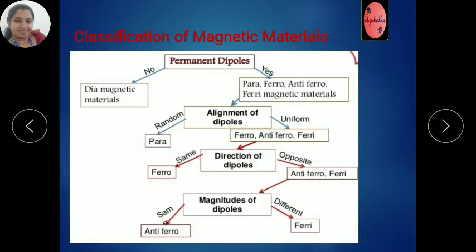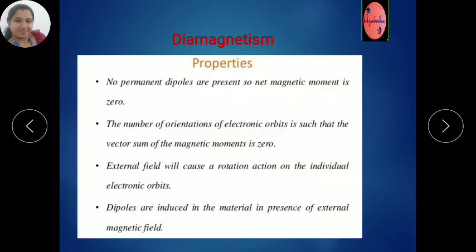First we consider the alignment of dipole. If the dipoles are randomly arranged, paramagnetic; uniformly arranged, ferro, ferri or antiferro. Then consider the direction of dipole: uniform direction, ferromagnetic; opposite direction, antiferro or ferri. Then consider the magnitude of dipole: if the magnitudes are the same, antiferro; different, ferrimagnetic. Then we go to the detailed classification.